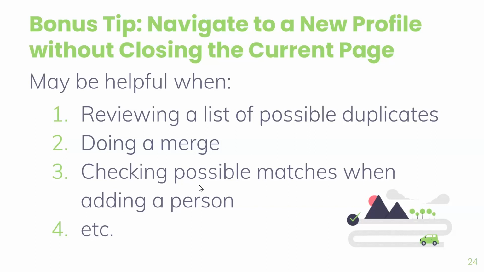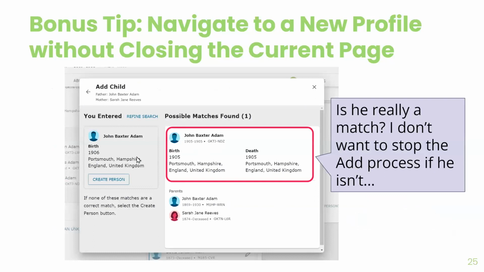Another time I use it a lot is when I'm checking possible matches when adding a person. And I thought that would be a good one to illustrate it. So let's take a look at that. Here I have tried to add a child, John Baxter Adam. When I did that, it came up with a possible match and says, hey, this guy might already be in here. Well, from this screen, I can't really tell if he's a match because this guy was born and died in 1905, and this other guy with a date of 1906 could be a younger sibling that just got the same name after the older one died.